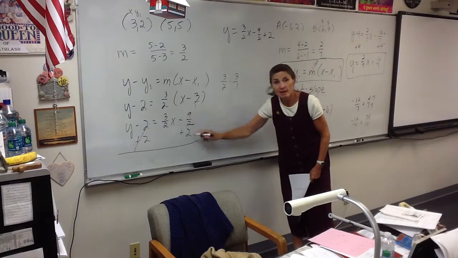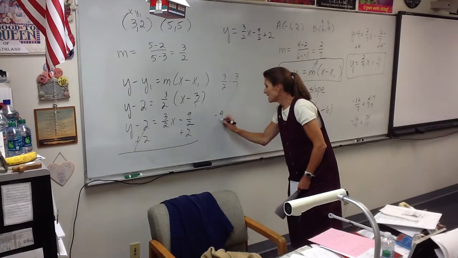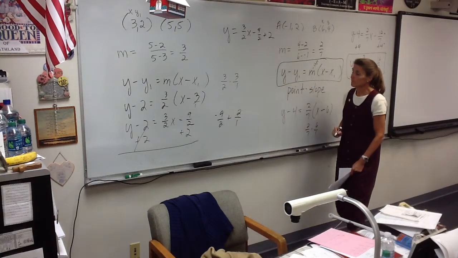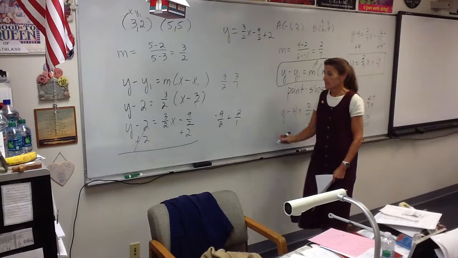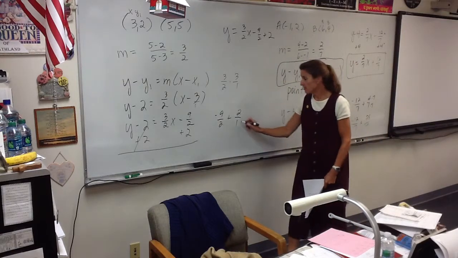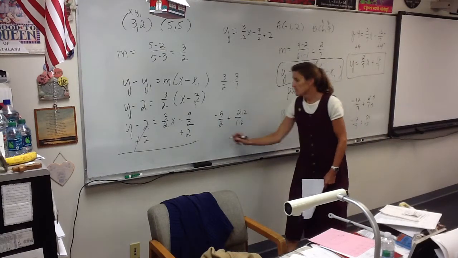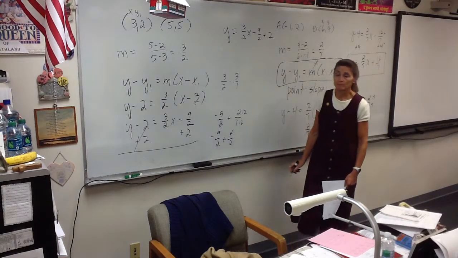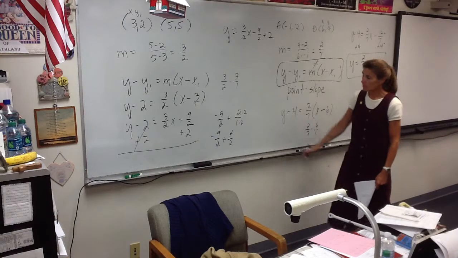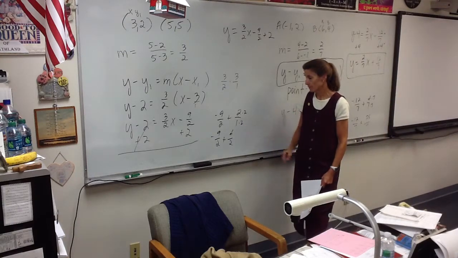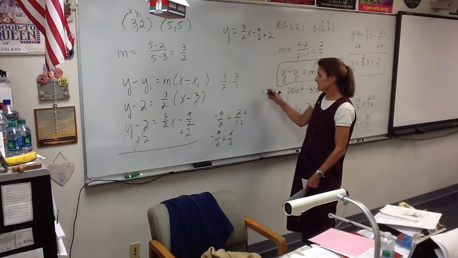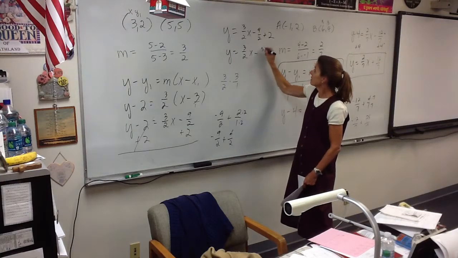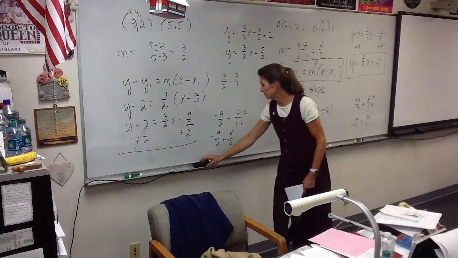I have to add these together. So I have a negative 9/2 and a 2/1. To add them, I need a common denominator. So I have negative 9/2 plus 4 over 2, multiplying top and bottom by 2. So my answer is negative 5/2. Y equals 3/2 x minus 5/2.